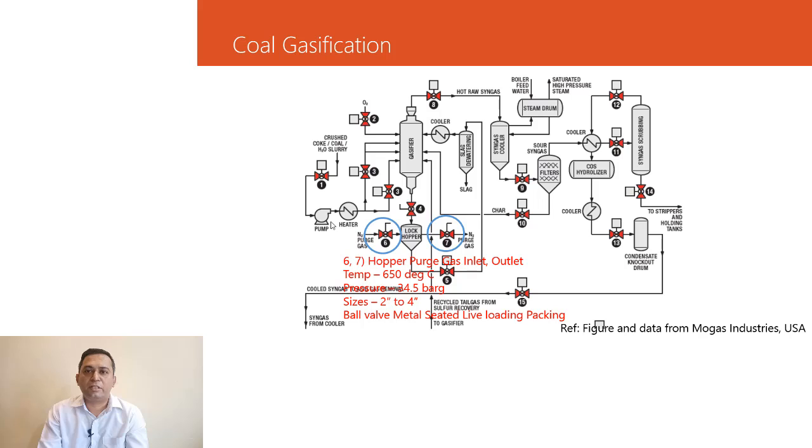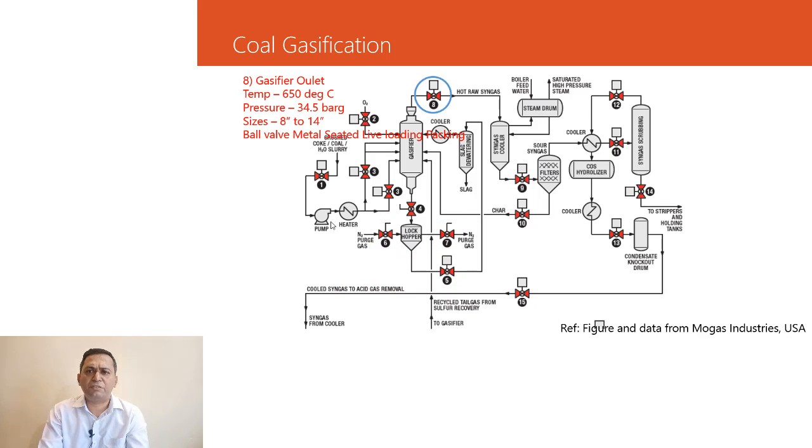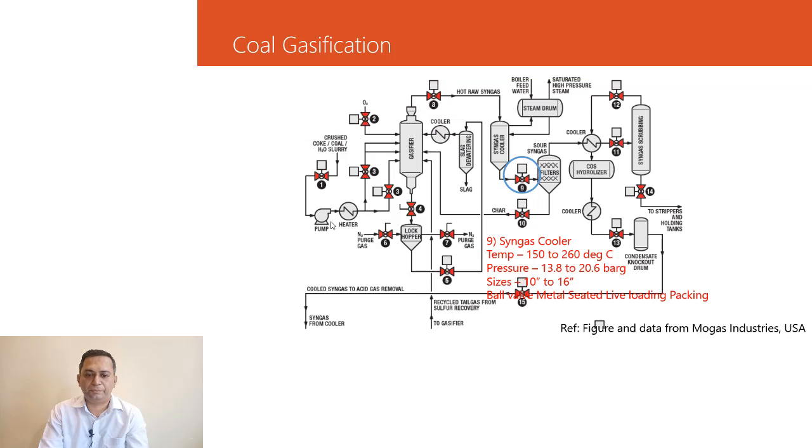6 and 7. These are purging nitrogen valves, both on the inlet and the outlet side. The temperature, pressure is same. Size can be 2 inch to 4 inch. Metal seated valves. 8, gasifier outlet. Pressure and temperature remain same at 650 degrees centigrade and 34.5 bar. However, size is reduced a little bit, 8 inch to 14 inch. Here also a metal seated ball valve is there.